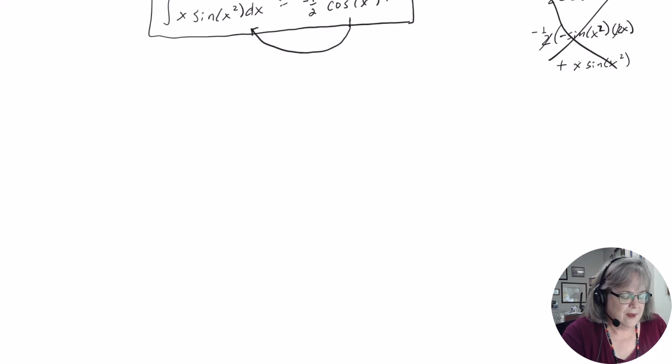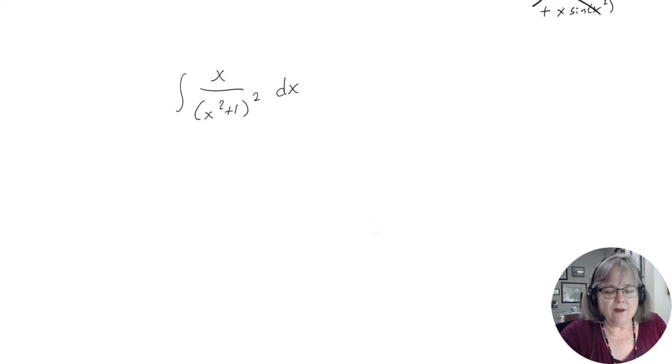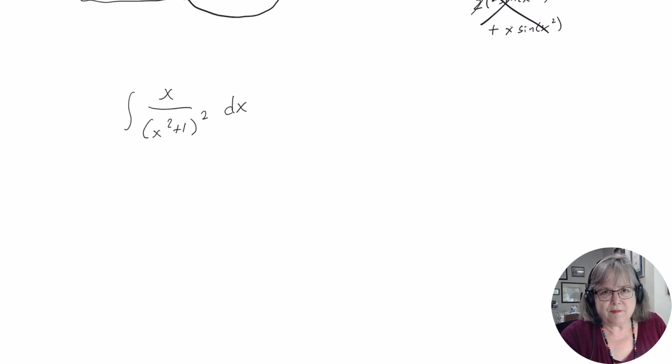Let's do another one. So we have the integral of x over x squared plus 1 squared dx. Now, you can either make u be the x, u be the x squared plus 1 squared, or u could be x squared plus 1, the inside. So do you want u to be the whole thing? I don't think u being x would be a good choice, because what am I going to do with the mess that's underneath?